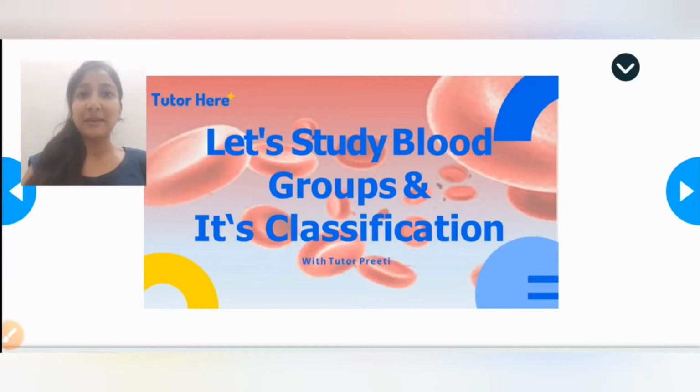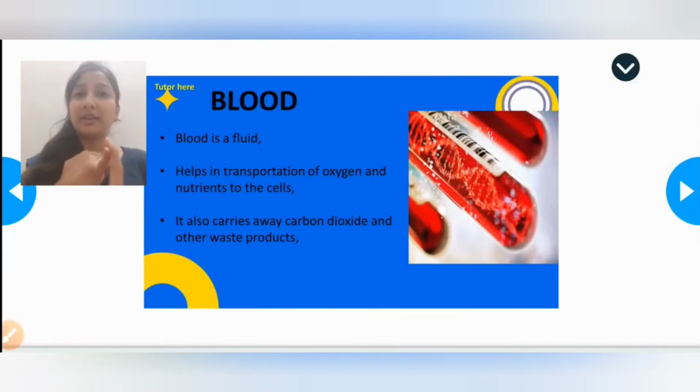I have divided the chapter in 3 parts. In this session, we are going to learn blood, its composition, types of blood, antibodies, antigens. So, what do you mean by blood?